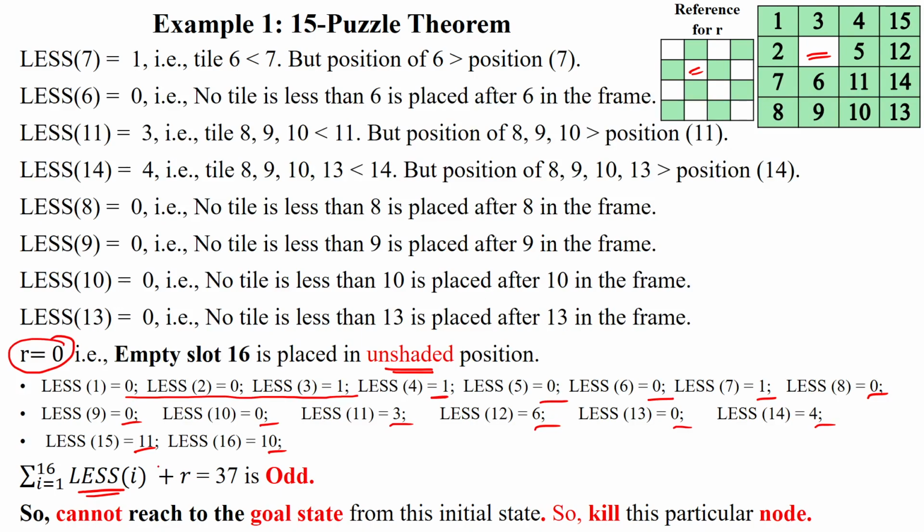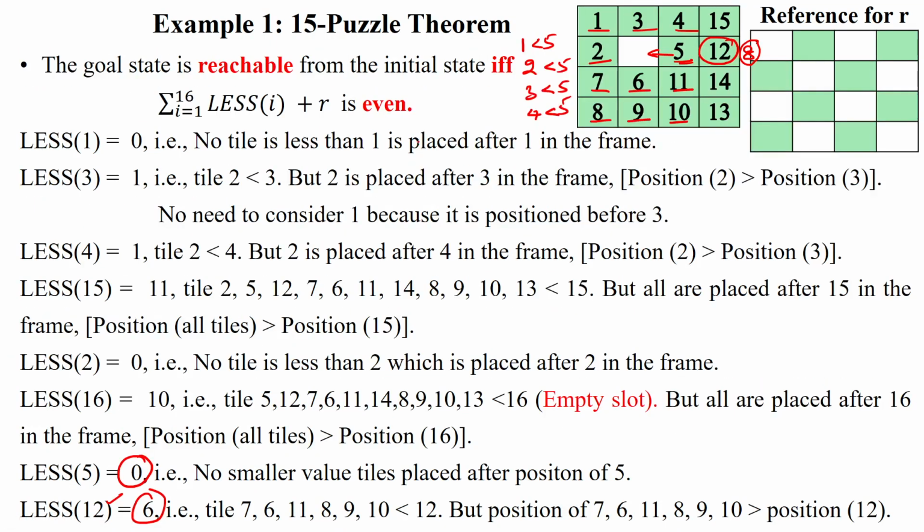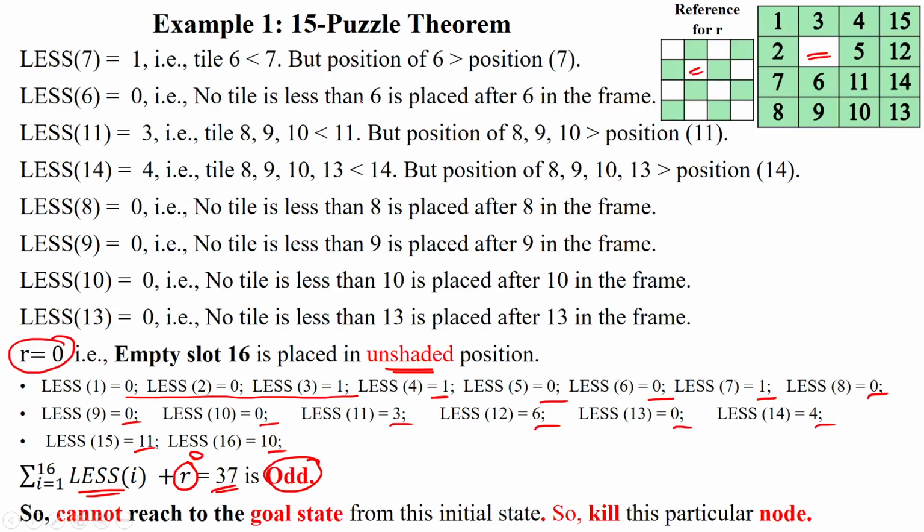We are getting 37 here. By adding, the R value here is 0, right? So here you are getting 37. So this value is an odd number. If it is an odd number, then we cannot reach the goal state. Only if it is an even number can we reach it. So from this given initial state we cannot reach the goal state.